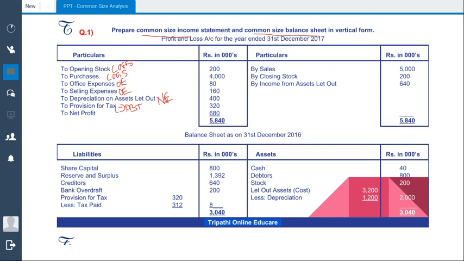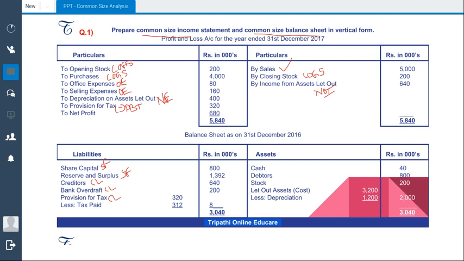Okay, and then if you talk about credit side, sales is the first item in the vertical income statement. Closing stock will go under COGS. Income from asset let out is your non-operating income. If you talk about balance sheet, share capital will go under shareholders fund. Reserves and surplus, shareholders fund. Creditors, current liability. Bank overdraft, current liability. Provision for taxation, current liability.